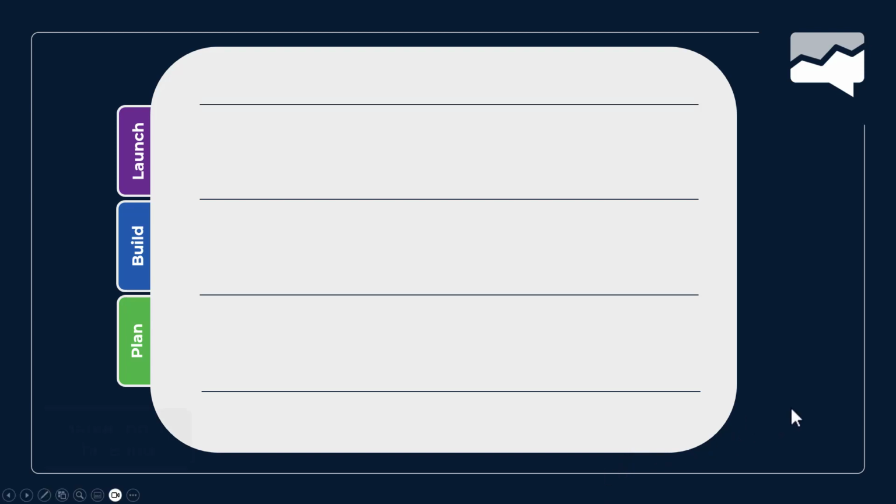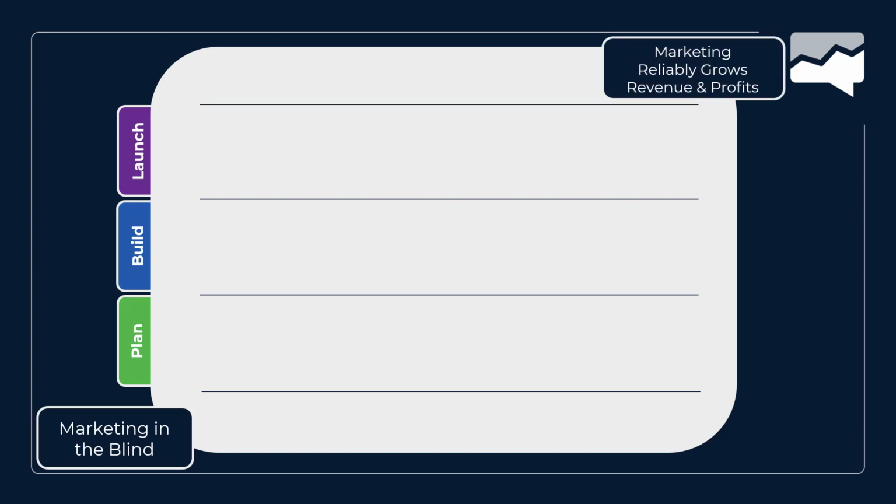But you start with your plan, and you need to go from marketing in the blind. You're not sure what's working. It's all that chaotic thing where you're throwing spaghetti against the wall and hoping something will stick. And then you want to be able to grow your revenue and profits reliably. You want to know what button to push, what lever to pull in order to make things work the way they're supposed to. And to do that, you go through the measurement marketing framework.